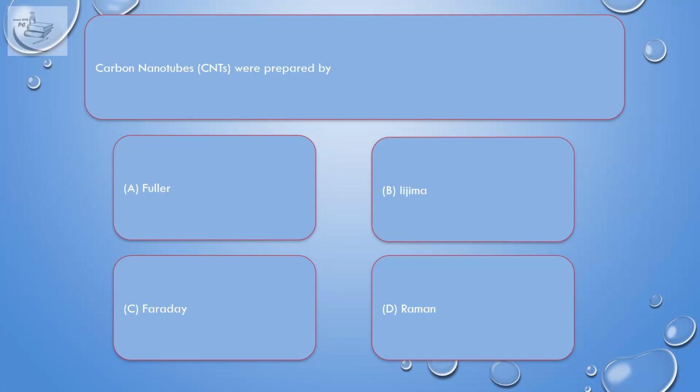Question: carbon nanotubes, CNTs, were prepared by A. Fuller, B. Eigmer, C. Faraday, D. Raman. Correct answer is B. Eigmer.